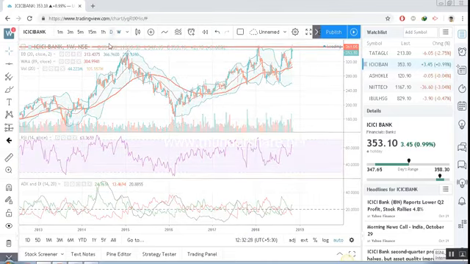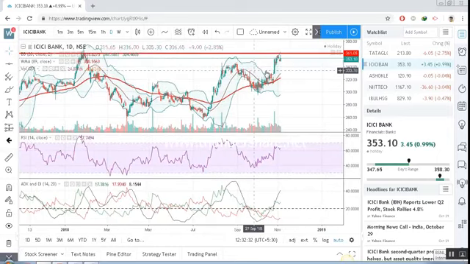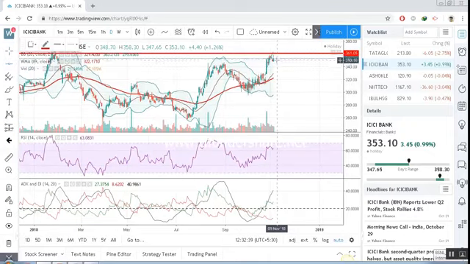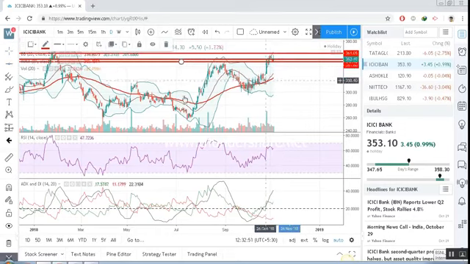So I'm going to go to the daily chart and mark the important levels. For example, you mark the highs and you mark the lows. Where it opens also has something significant to tell you.